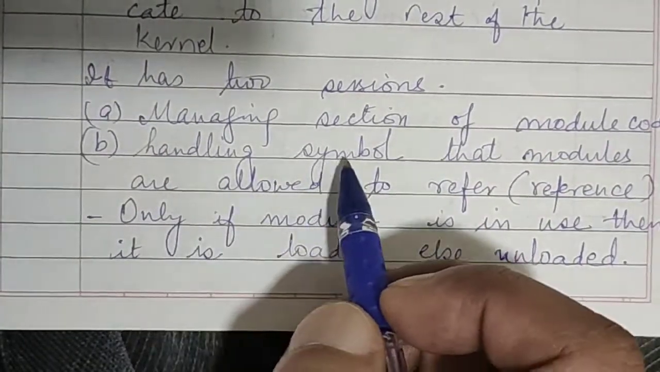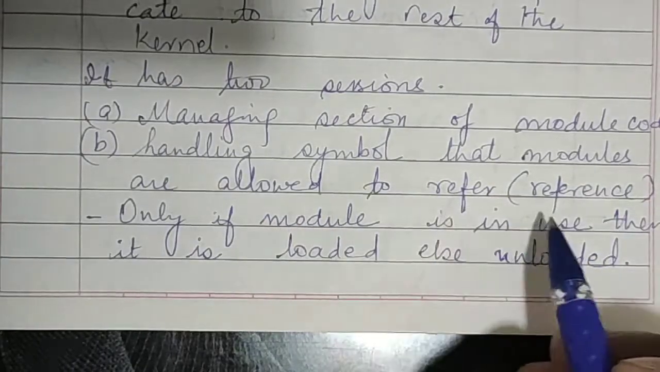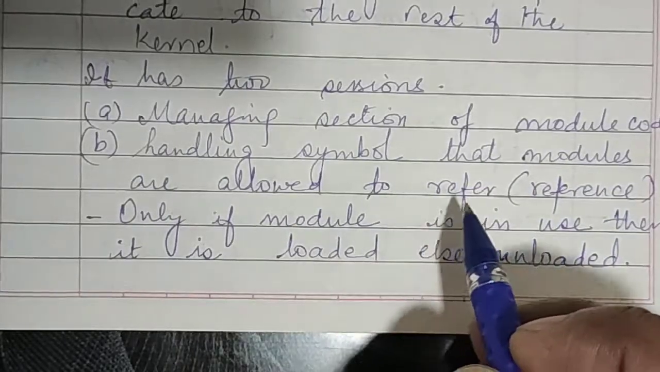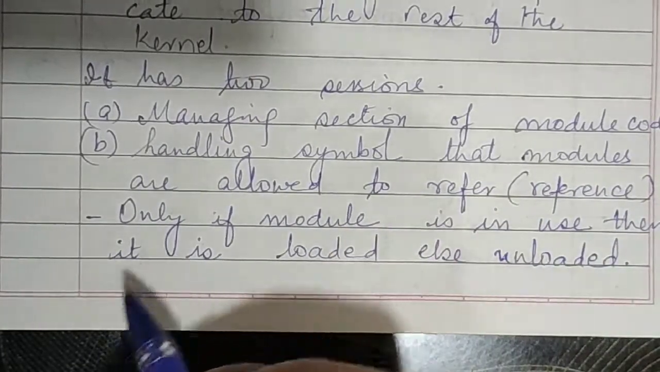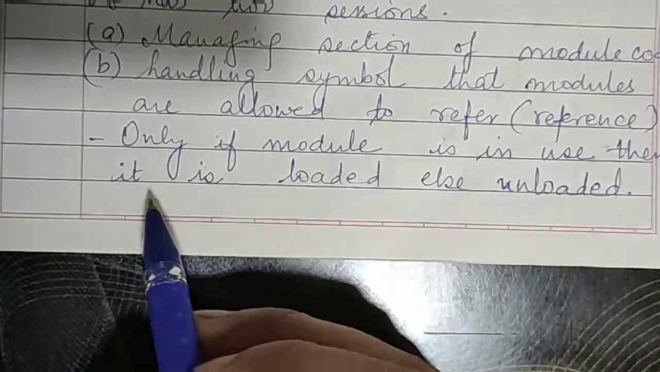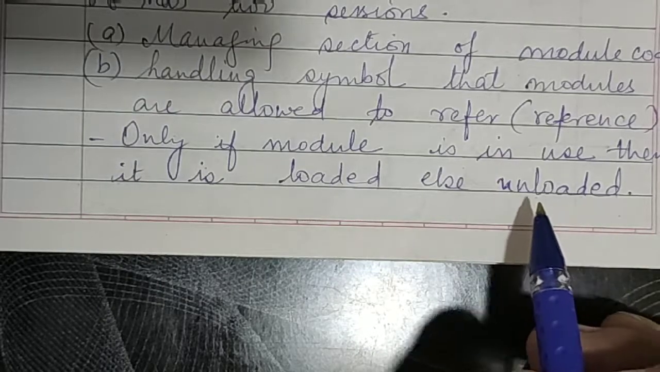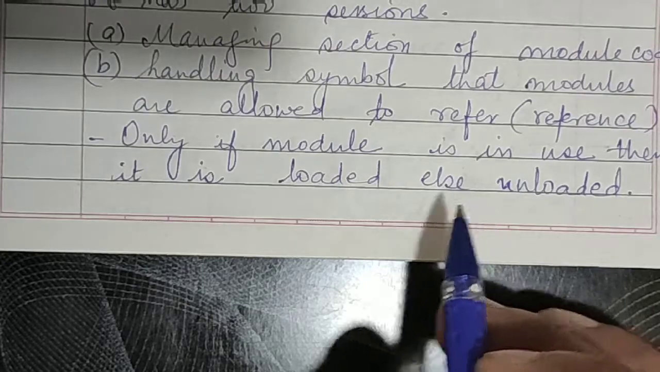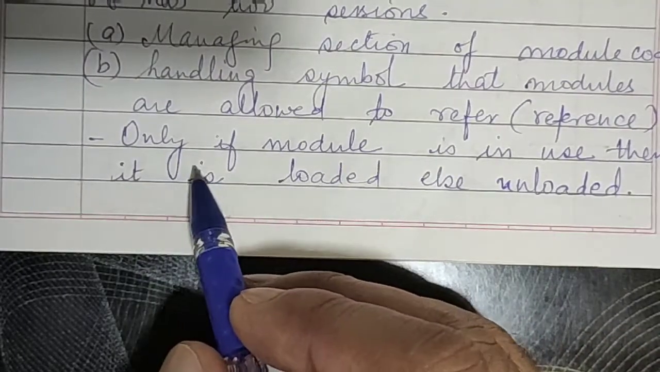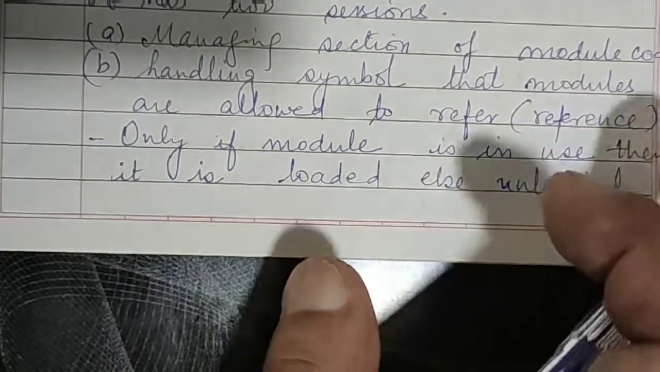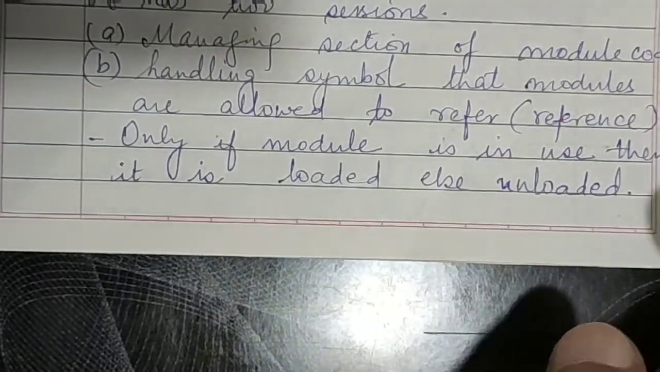Second, it is handling symbols that modules are allowed to reference. So these are the two sections. Only if a module is in use, then it is loaded, else it is unloaded. So under module management, the module management will only work when the module is in use.